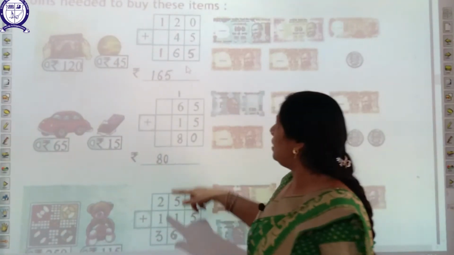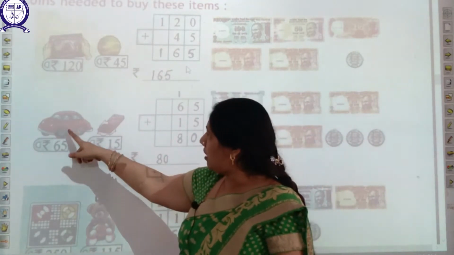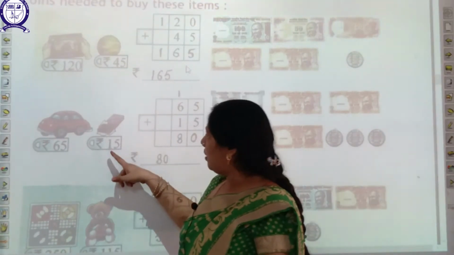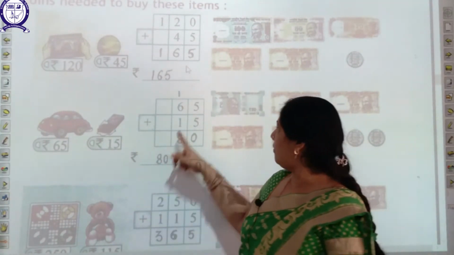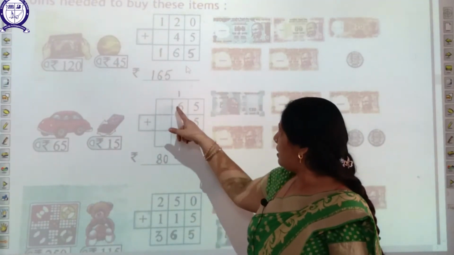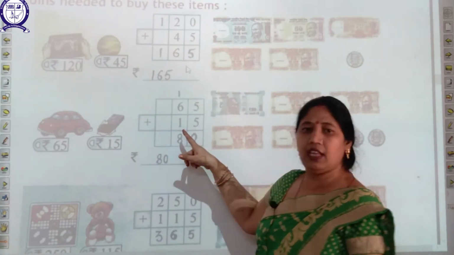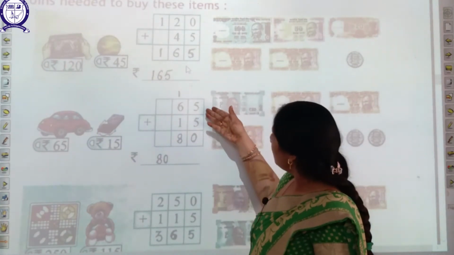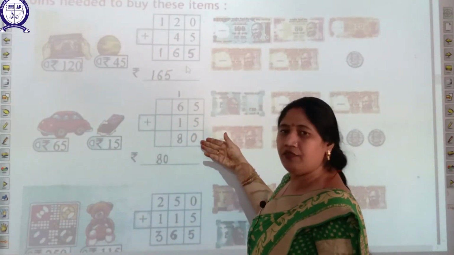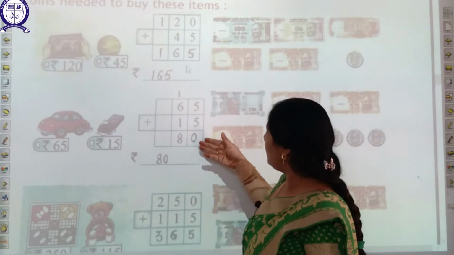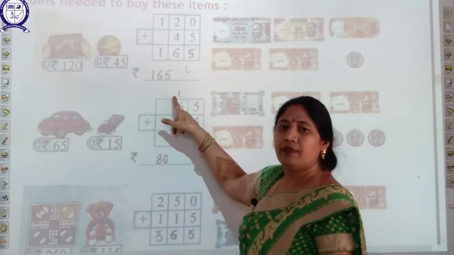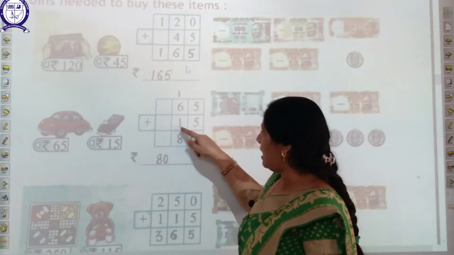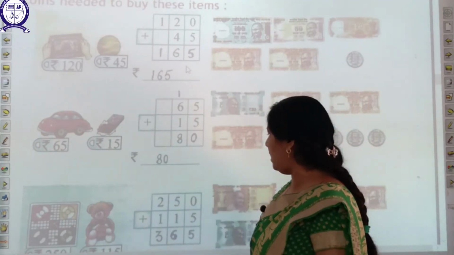Firstly we have to do these sums. The toy car is 65 and the chocolate's cost is 15. So we have to add both these numbers. Firstly we have to write the money numbers here, and then we have to add. Firstly we have to start from the ones place. 5 plus 5, 10, and 1 is carry, and the carry is added to these numbers. 6 plus 1, 7, 7 plus 1, 8, rupees 80.